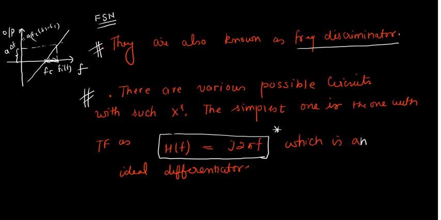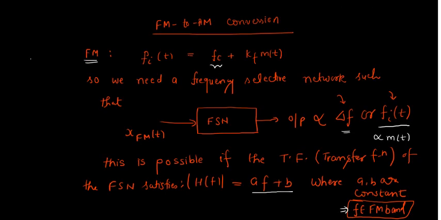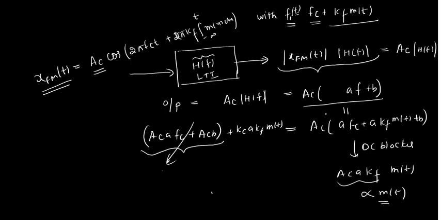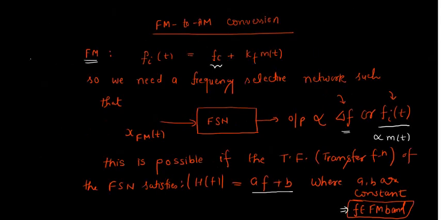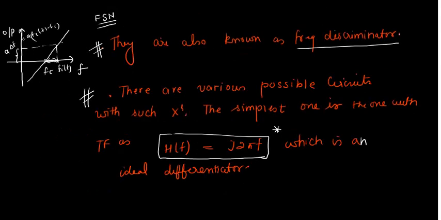So, this is the definition of frequency discriminator, and it is not a perfect frequency differentiator, but we can call it a frequency differentiator. Because if you plot the output and this characteristic, it is a little different from this one, but still we can call it a frequency discriminator.